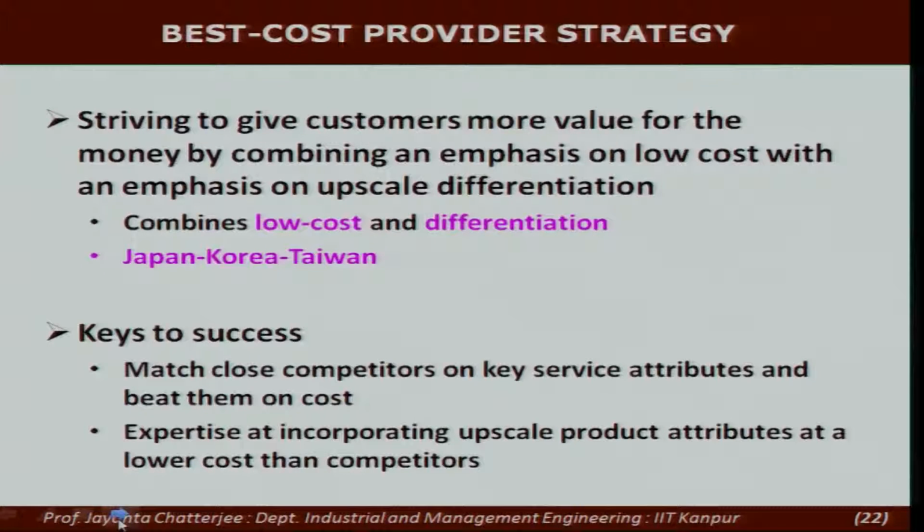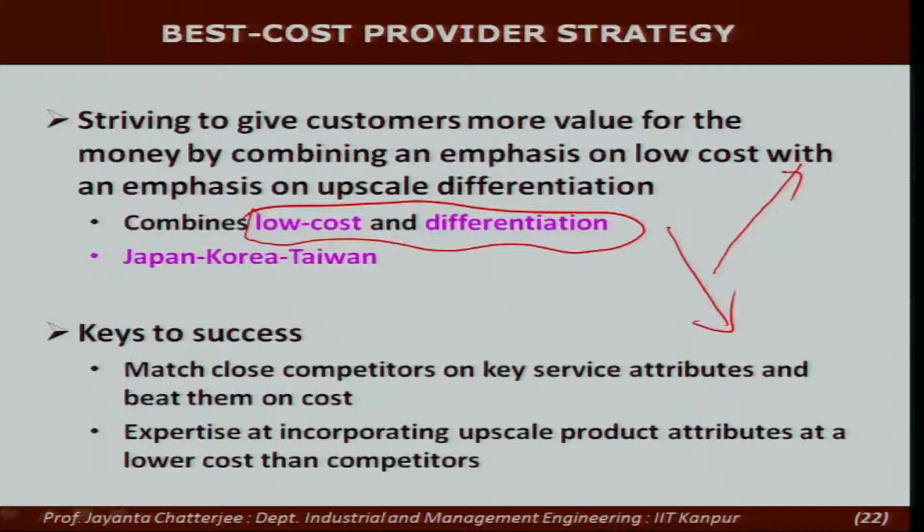and this is now coming into services field. And if you observe the competitive steps taken in the intensely competitive field of say mobile phone services or mobile data services, you will see whether it is the Reliance Jio, whether it is Airtel, whether it is Vodafone, they are all trying to come up with this best cost provider strategy, where you can combine low cost and differentiation. This is a key requirement today in many service areas.